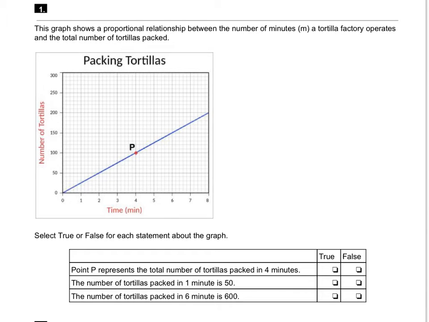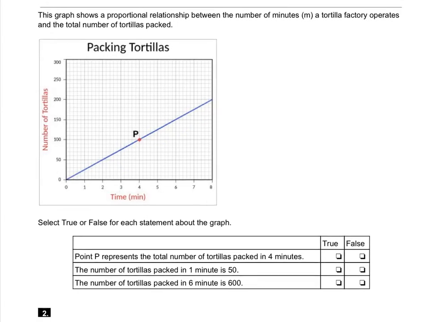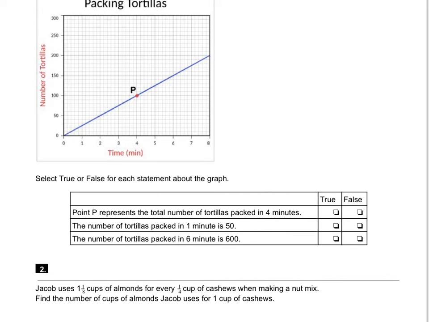The information is telling you that the graph is proportional, so you're not trying to figure out if the graph is proportional. Now, it's telling you the relationship from a tortilla factory and the time. Question number 1 tells you point P represents the total number of tortillas packed in 4 minutes. So now, the only thing you need to do is look at point P and look for the time.